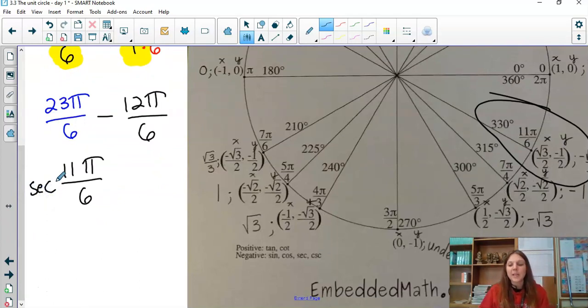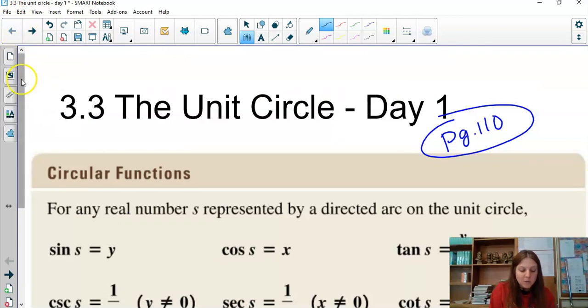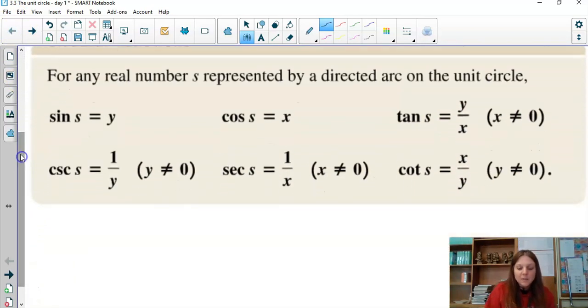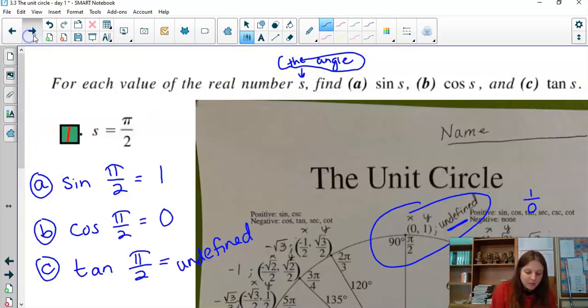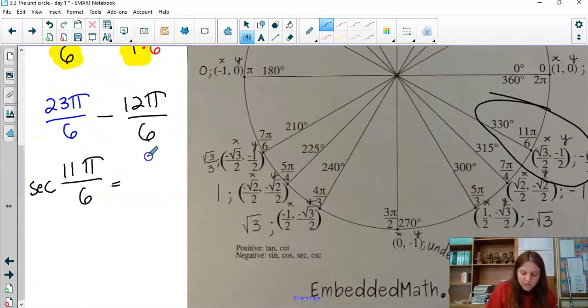Okay, so let's look up secant. Secant is not one of these. This is cosine, this is sine, and the number outside is the tangent. According to our chart, which is on the unit circle or on page 110, the secant is the same as 1 divided by x. So it's going to be 1 divided by whatever our x value is. And our x value is square root of 3 over 2.